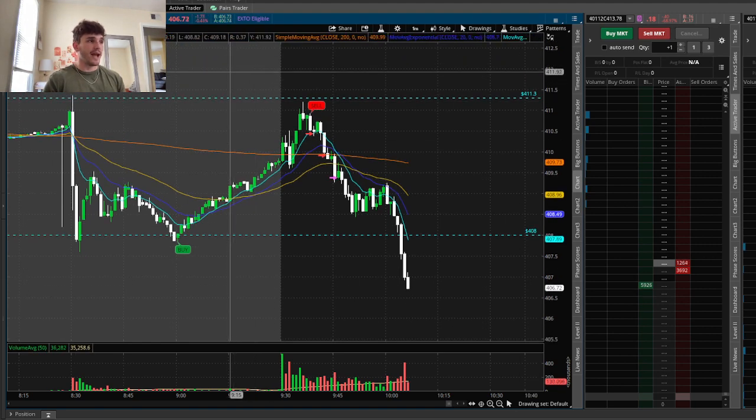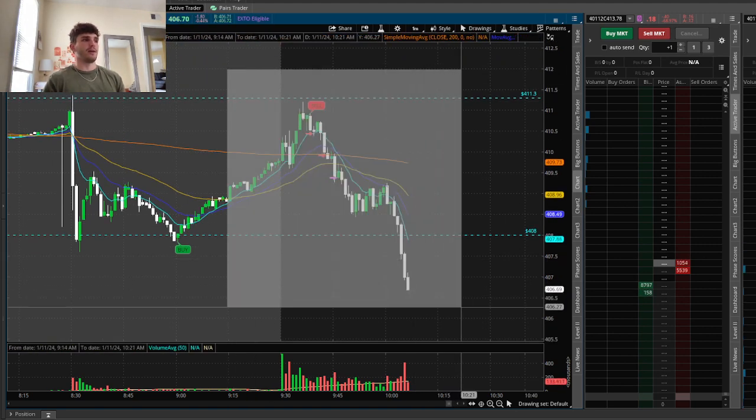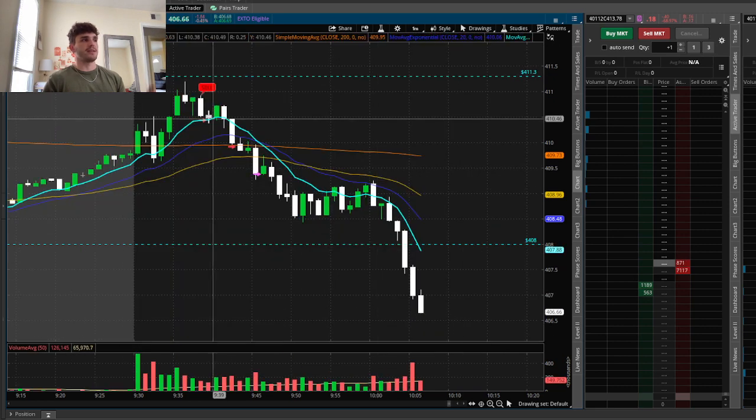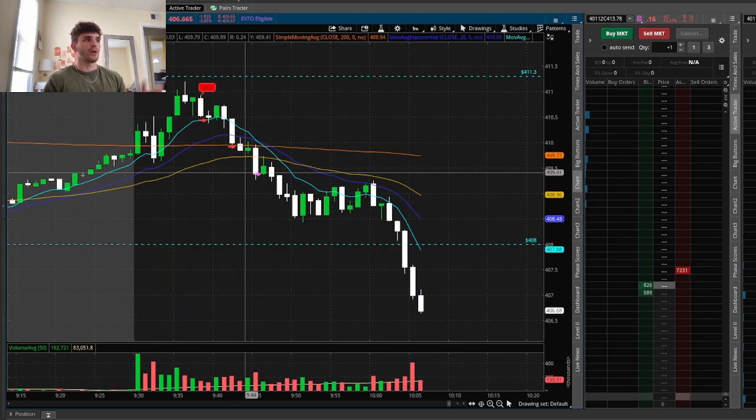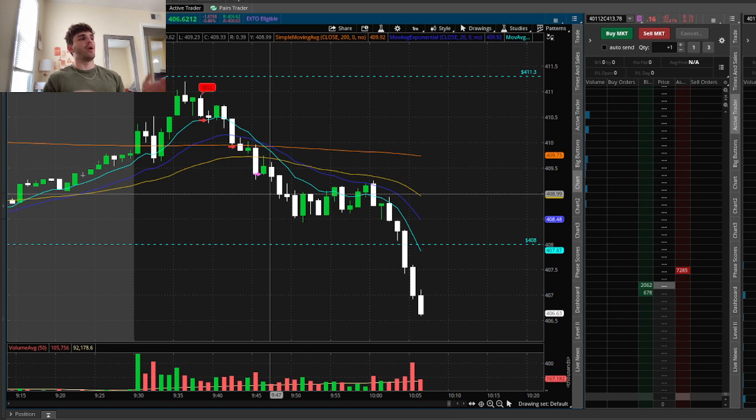That was my reasoning behind it. If you guys don't know already, the red arrows are my entries, purple arrows are my exits, just so you can know exactly what was going on here. And yeah, so hopefully you guys learned something from this video. Hopefully you can apply it to your trading.